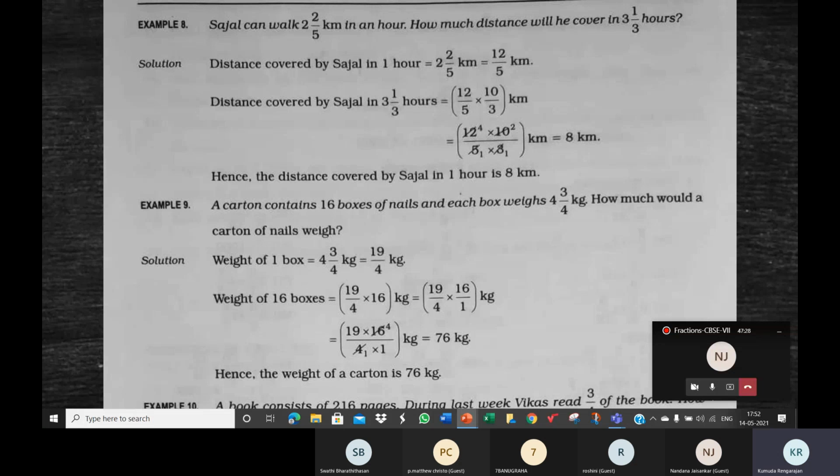So see the situation. Sajal can walk 2 2/5 kilometers in an hour. 1 hour, 2 2/5 kilometers. How much distance will he cover in 3 1/3 hours?